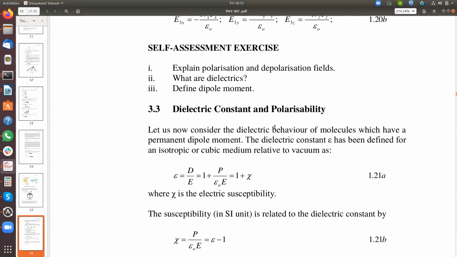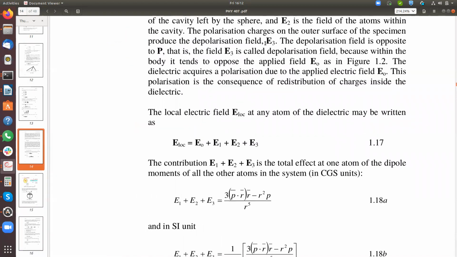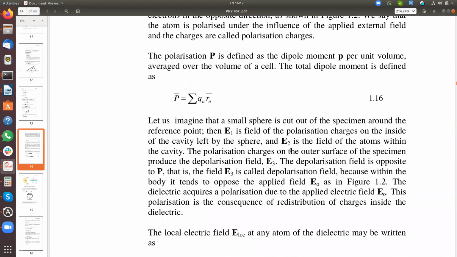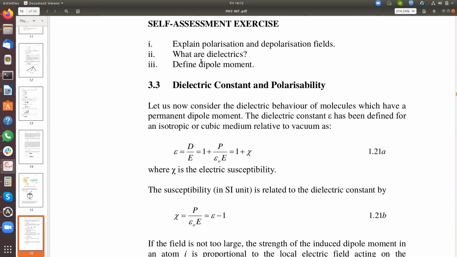So now it is expected of you to try and look at these exercises. Try to explain what polarization and depolarization fields are, and also what a dielectric is. We discussed the dielectric last week, and today we just discussed polarization and depolarization field. So define dipole moment. All these terms have been defined in the lectures, so you can see them here. We have polarization defined here. We have discussed something about depolarization around this place. So putting all these things together, you should be able to answer these few questions, and also the dipole moment. We have defined dipole moment also within the lecture.